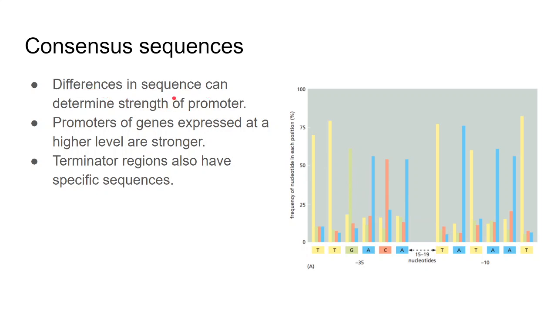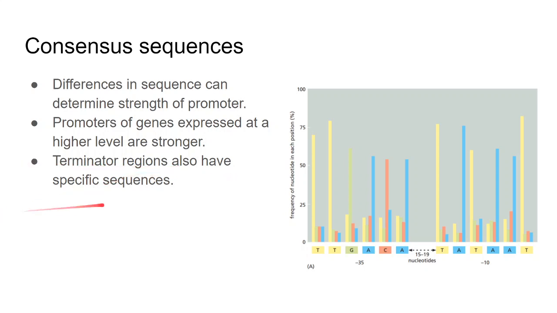We just discussed that. The promoters of the genes expressed at a higher level are stronger. So genes that are expressed more, such as housekeeping genes. These are genes that produce proteins which are very essential for the survival of the cell. So these genes will have very strong promoters, and genes that are transcribed less will have weaker promoters because they don't need to be transcribed at a higher level. So the strength of a promoter is one way by which a cell can control the level of transcription of that particular gene.